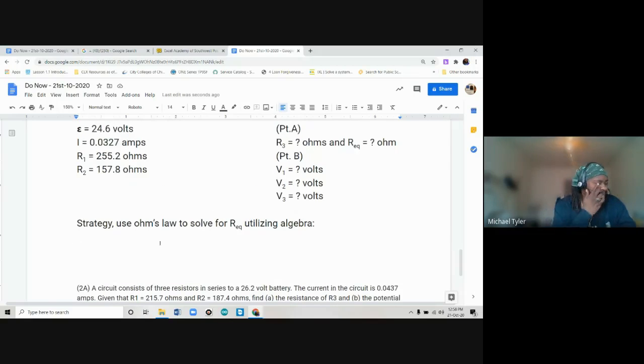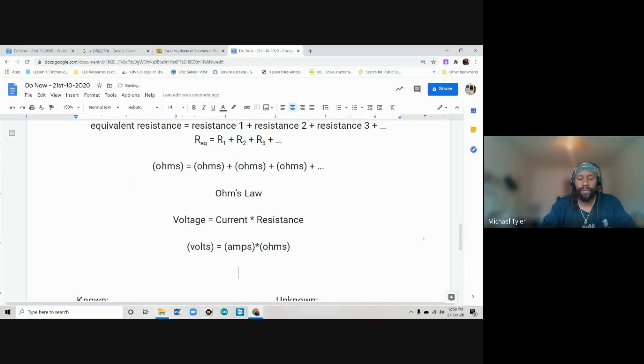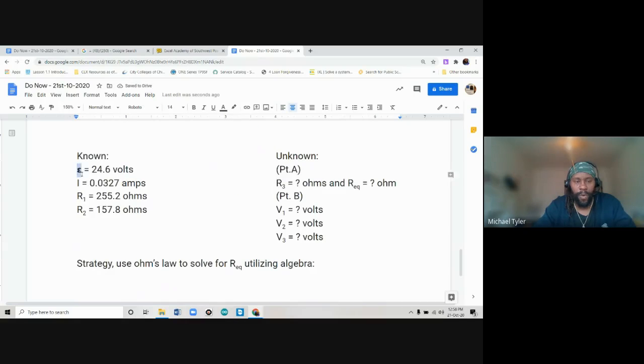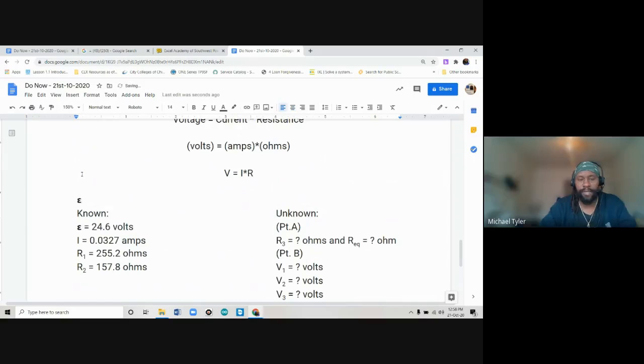All right, so let's go through the problem. We know that Ohm's law, and this is another version of Ohm's law, by the way, we didn't write the equation for it yet. So it's going to be V equals I times R. Another way to write that is epsilon, which is another way of saying potential difference. We can say epsilon is equal to your current multiplied by your REQ.